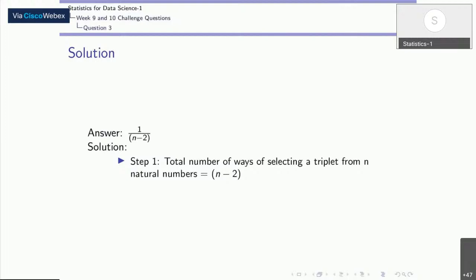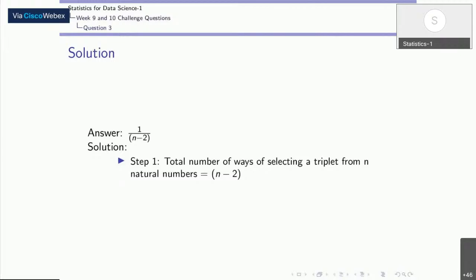So the answer for this question is 1 upon n minus 2. In step 1, the total number of ways of selecting a triplet from n natural numbers. Let's say we have 10 numbers only, from 1 to 10. The first triplet will be 1, 2, 3. The second triplet will be 2, 3, 4. Likewise, the last triplet will be 8, 9, and 10. You can't select 9, 10, and 11 because we are restricted up to n. So only 8 triplets we can choose out of the 10 natural numbers, correct?